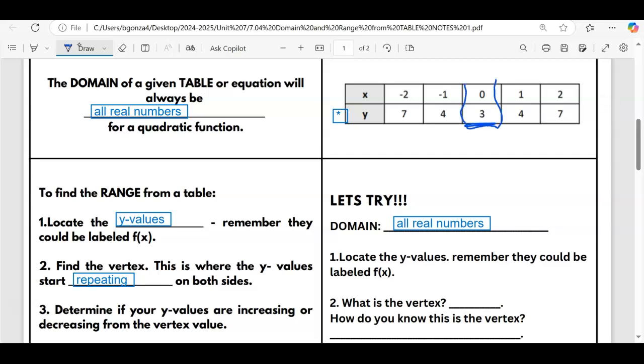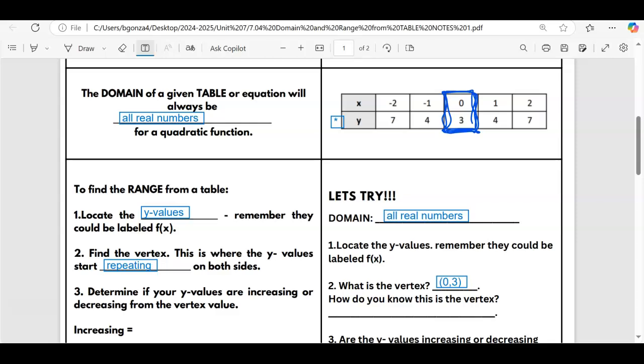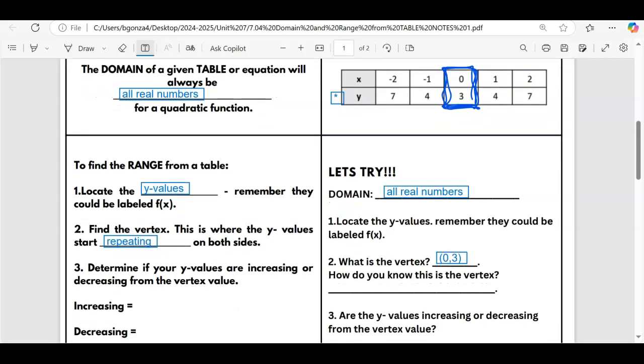Put a box around this. This is the vertex, okay? So fill that in for number 2 on the right side. What is the vertex? It's going to be 0, 3. I found it. That's where it's repeating on the left and the right. So let's go ahead and write that in right here. It repeats to the left. It repeats to the right.